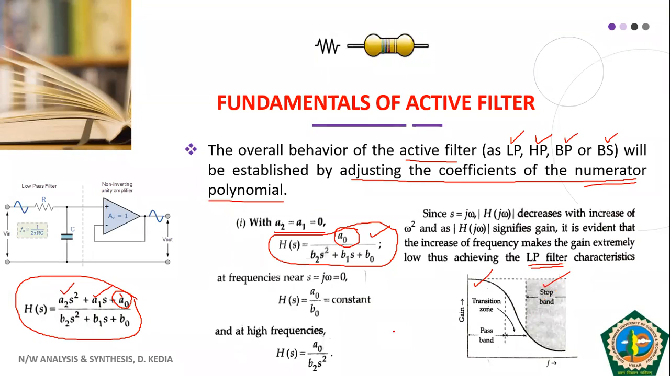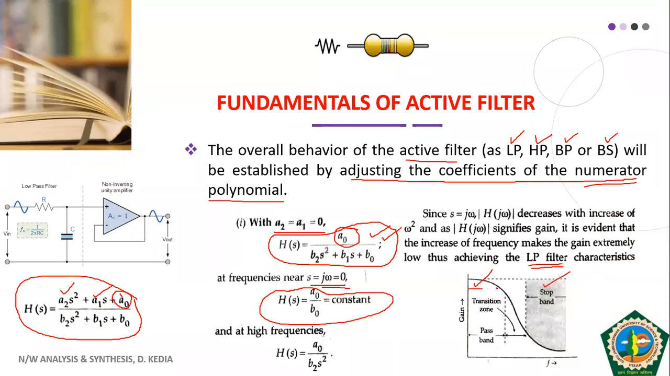Okay, so it means the magnitude of the transfer function should be maximum at lower frequencies, and it should be zero or less at high frequency. So if you look at this transfer function, look at the denominator. For zero frequency, we will have a constant magnitude of the transfer function.